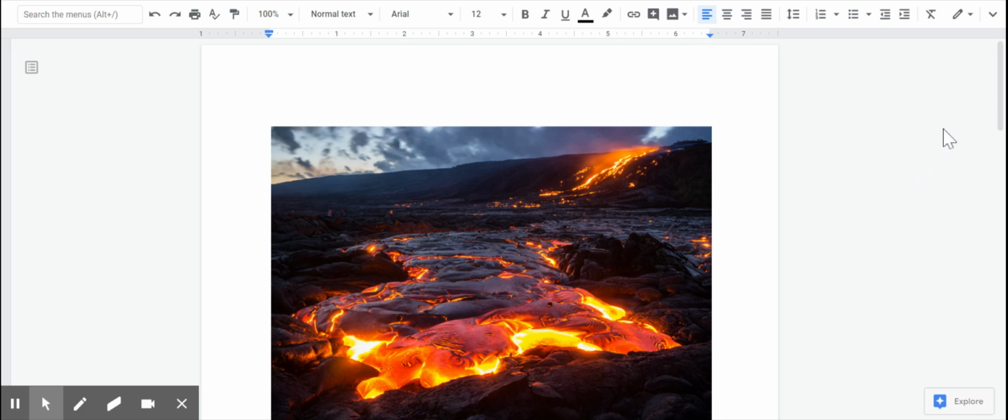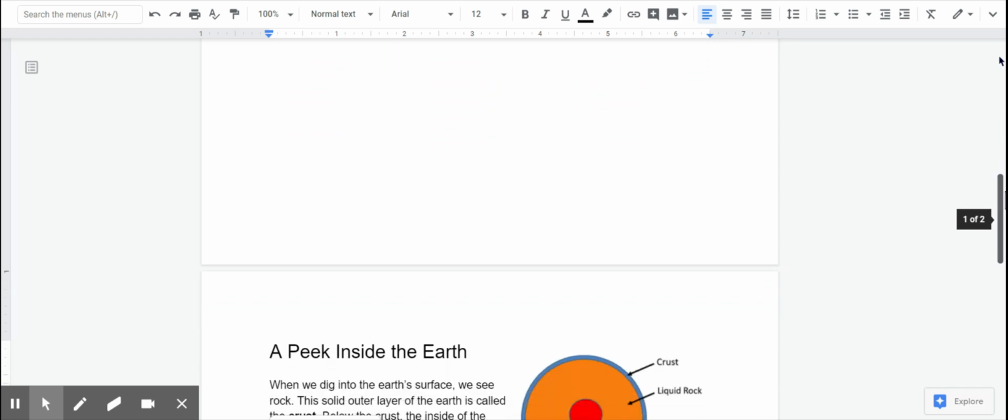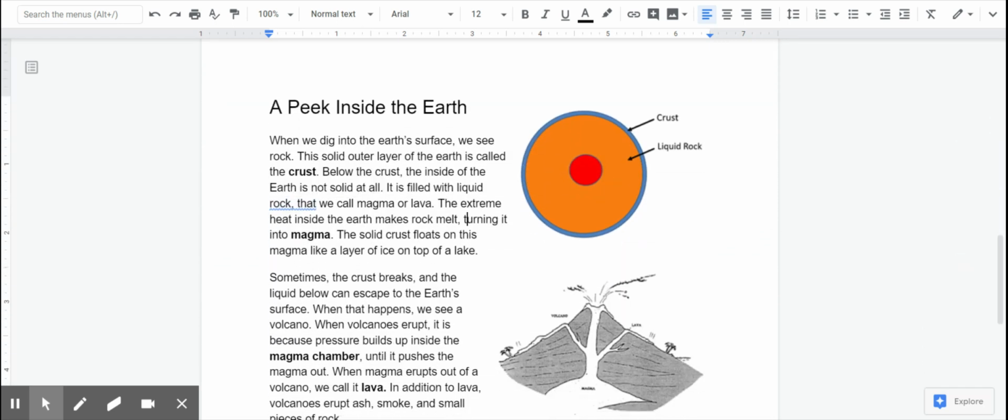We're going to do a reading to tell us more about magma and lava and what happens with them in volcanoes. Here we go. A peek inside the earth. When we dig into the earth's surface, we see rock. This solid outer layer of the earth is called the crust.